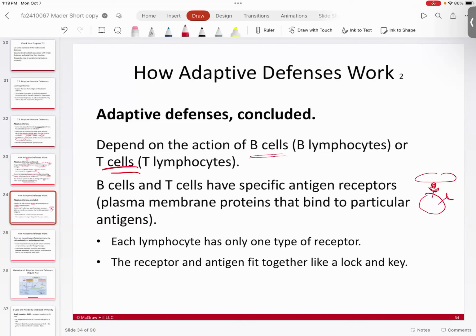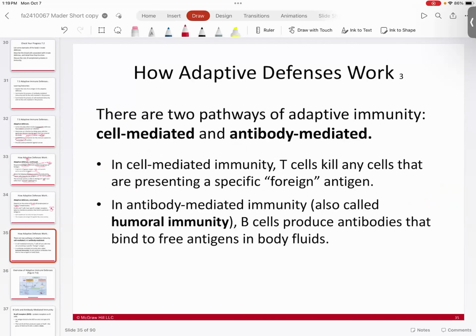right? So generally speaking, each of your lymphocytes has one type of receptor. And then when the receptor meets its antigen, it'll fit together, kind of like square peg, square hole. And then that's what will be the basis of activation of that particular lymphocyte.